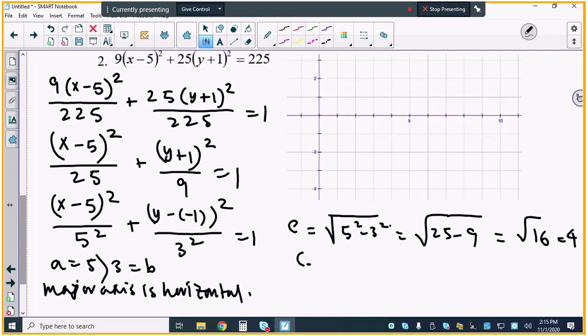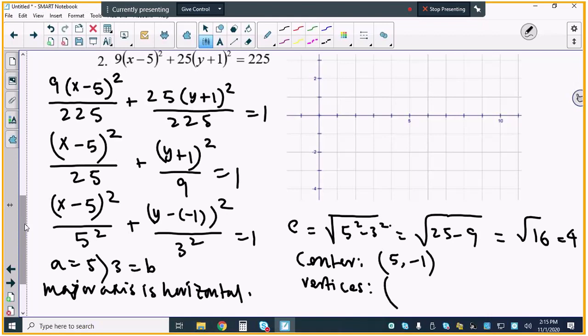So now we are pretty set. We are going to say the center of this ellipse is going to be (5, -1). And since it has the major axis horizontal, we're going to change the x coordinates all the time. So to find the vertices first, remember the formula is h plus or minus a, comma k. So I'm going to write it that way.